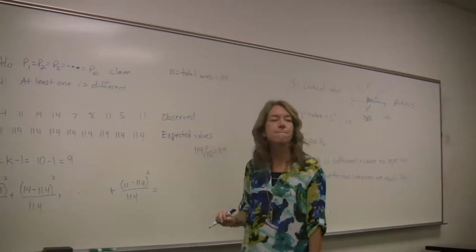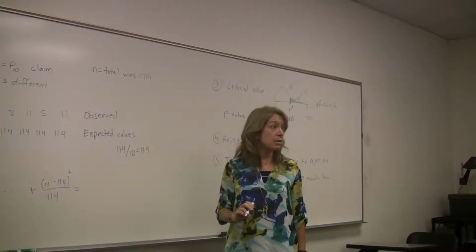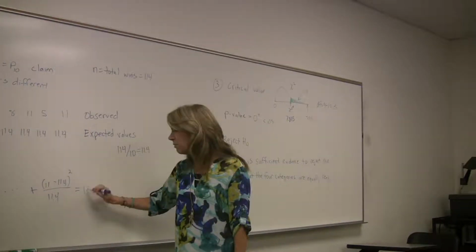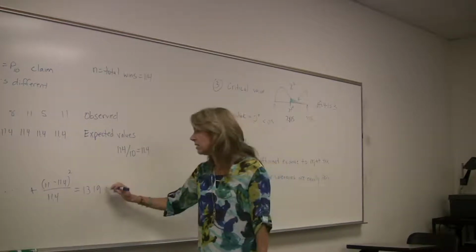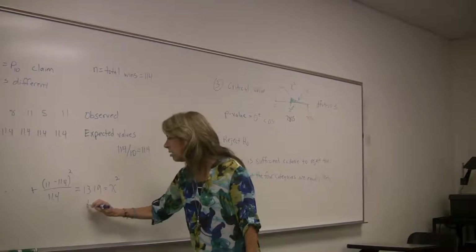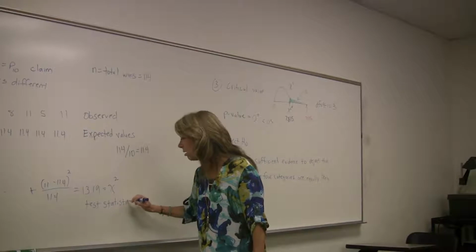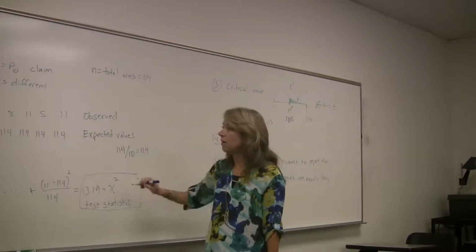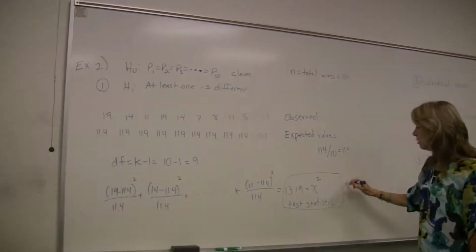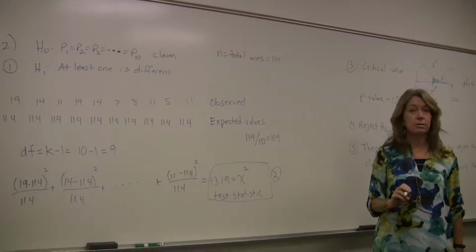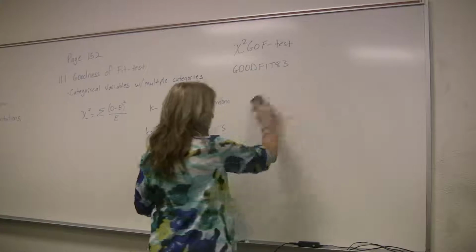What do we get for that? 13.19? I see some nods. What is that 13.19? The test statistic. That's my chi-squared test statistic. So I've done step 1, which was to write the claims. All of that was step 2 to get the test statistic. Bring my picture over here for steps 3 and 4.